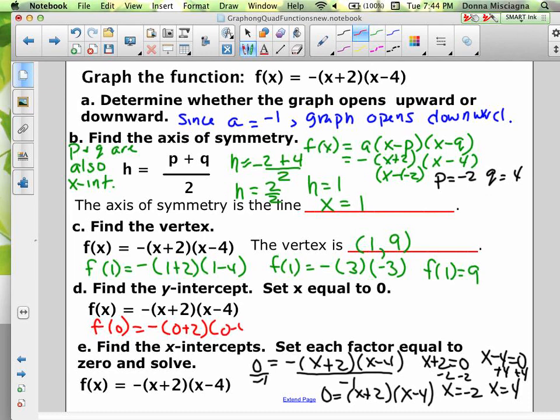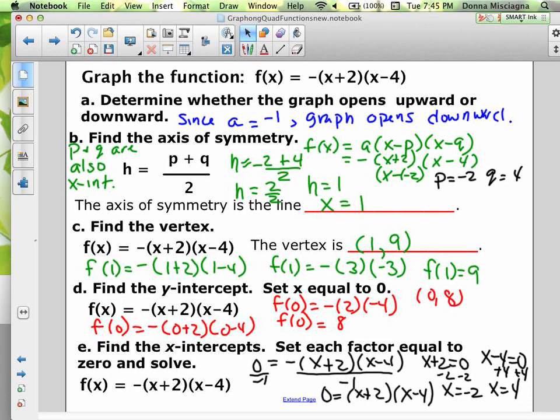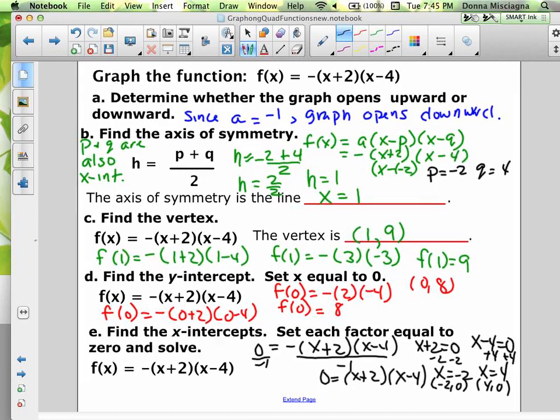So f of 0 is negative 0 plus 2 times 0 minus 4. So that's just going to be a negative times 2 times negative 4. So our y-intercept is positive 8. Right? So our y-intercept is (0, 8), vertex (1, 9), and our x-intercepts, negative 2, 0 and 4, 0. Let's just graph everything on the next page and we're done.